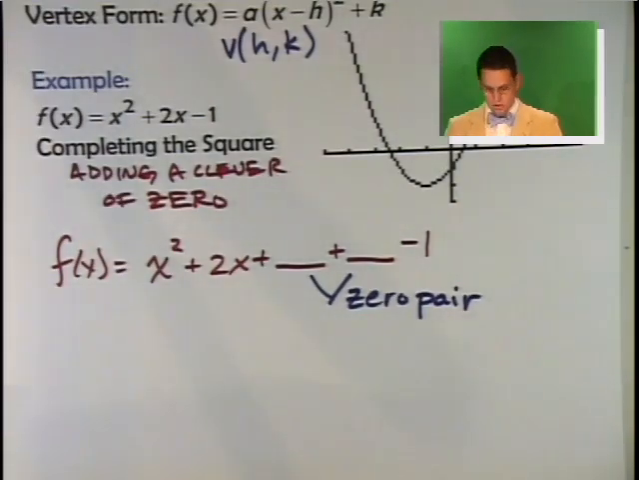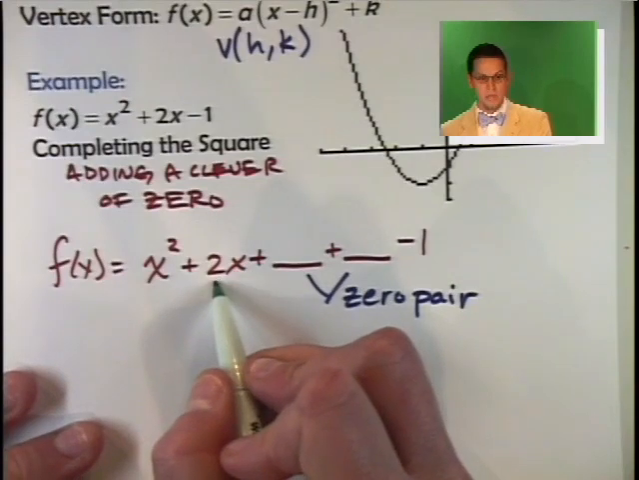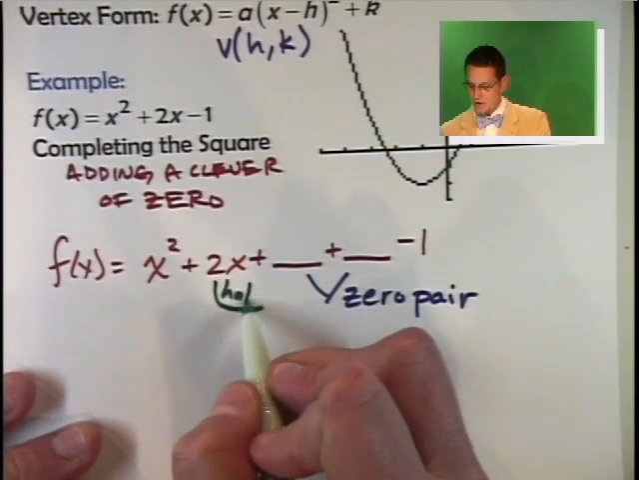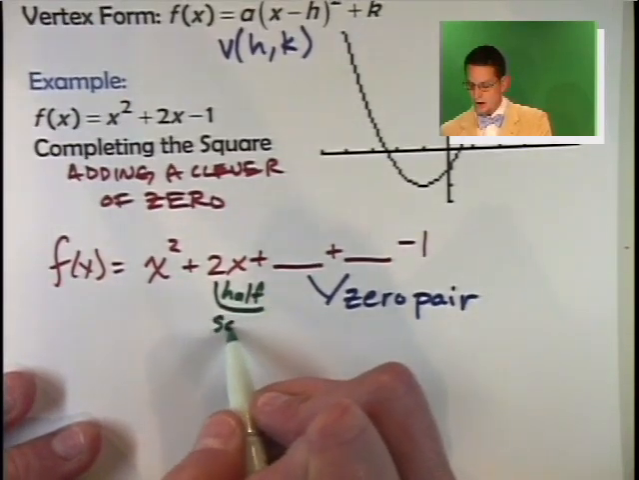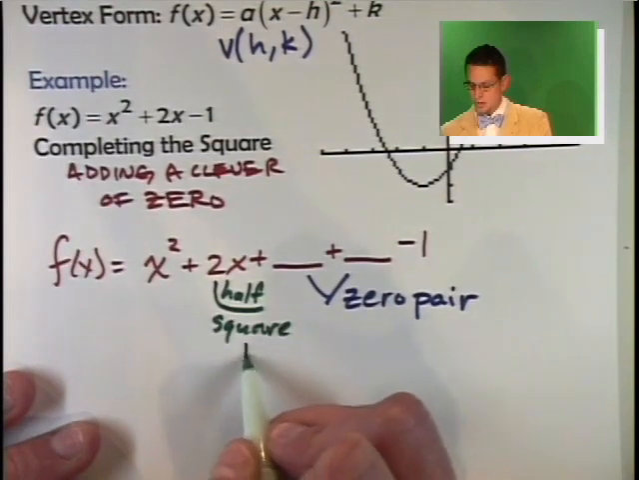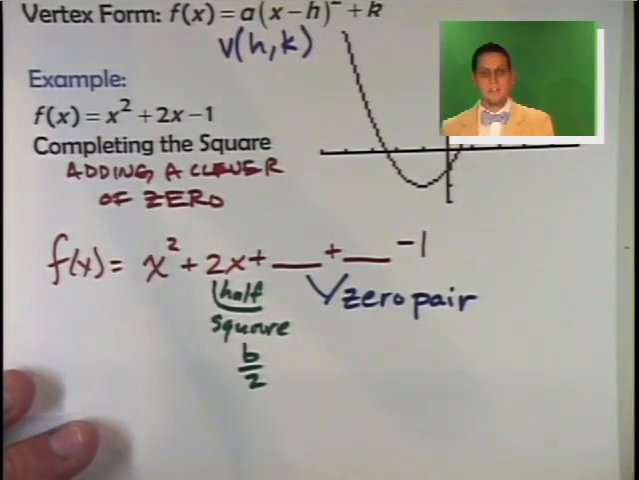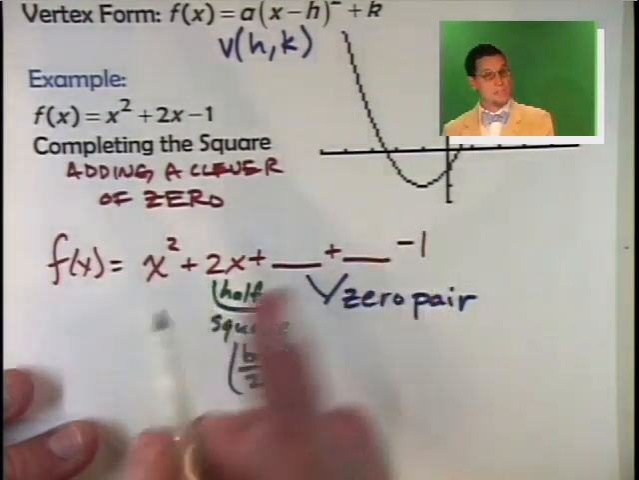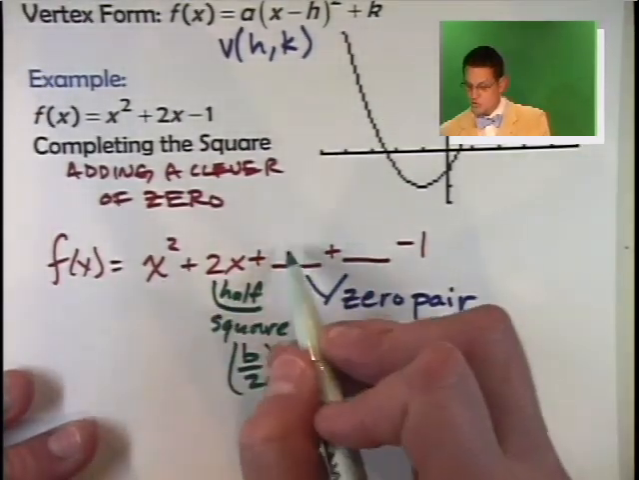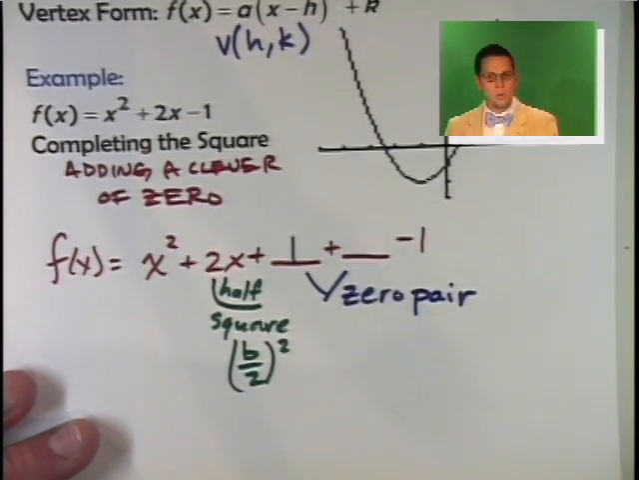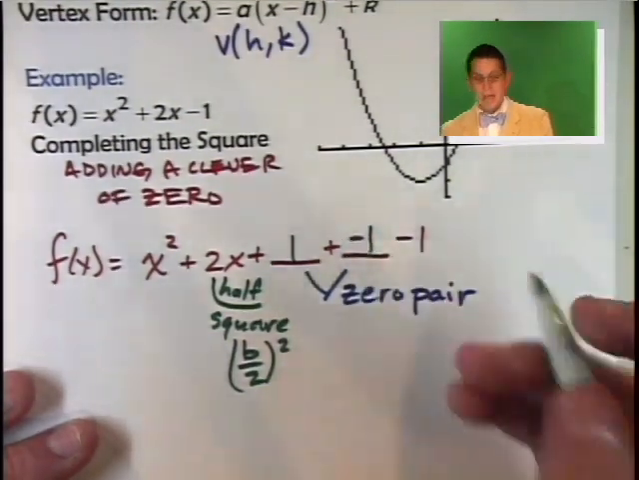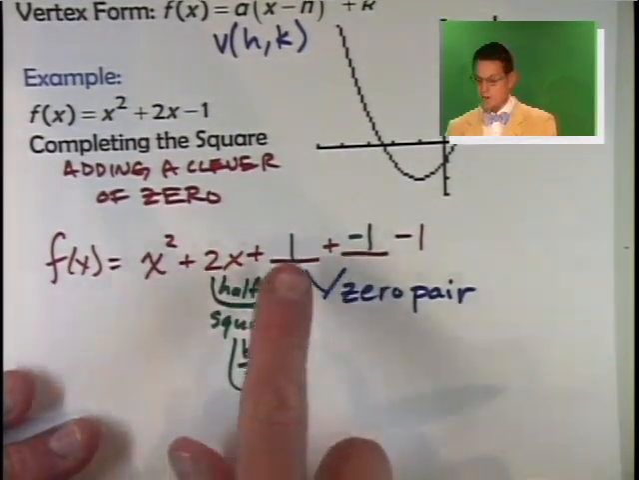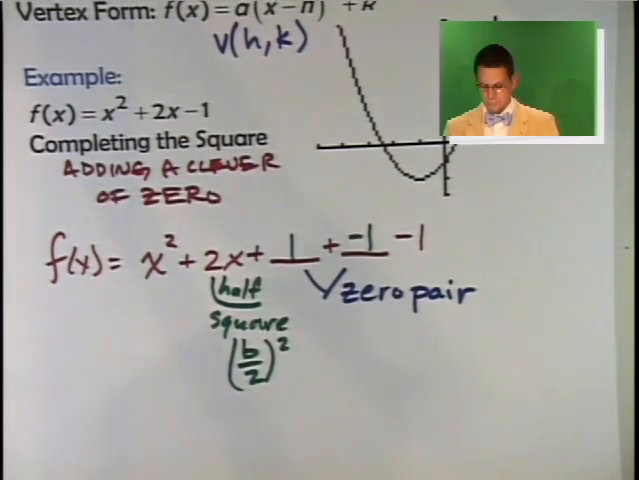Here's what we do. We are going to take half of this middle term. You take half of the b, and then you square it. Half of b, then square. If you want to think about that mathematically, it's (b/2) quantity squared. So what is half of 2? Half of 2 is 1. 1 squared is 1. So what I did is I just added a 1. Well, now I have to add a negative 1, or the opposite of what I just added here. That's a 0 pair.